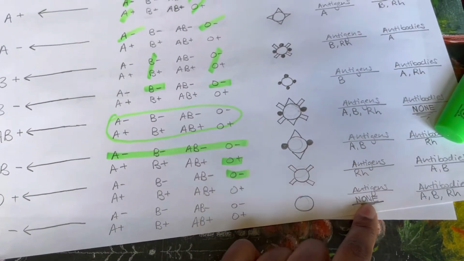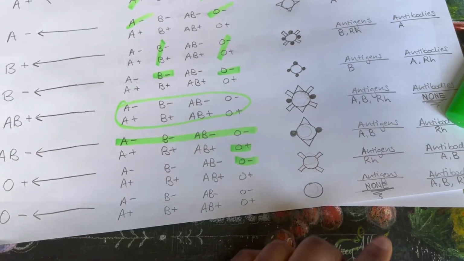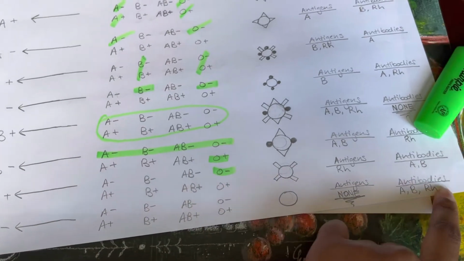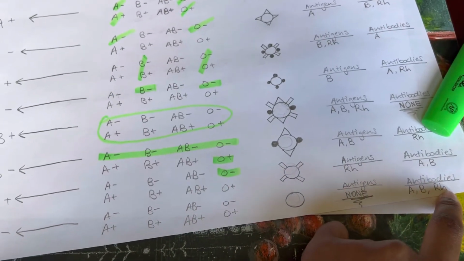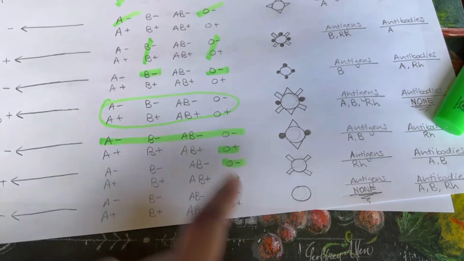So because it has no antigens, but it has all these antibodies, then what blood type can it get? So you automatically know it can't be A or B, so that eliminates all of these. And it can't be an RH, and RH means positive, so it can't be this either. So we're left with O negative.